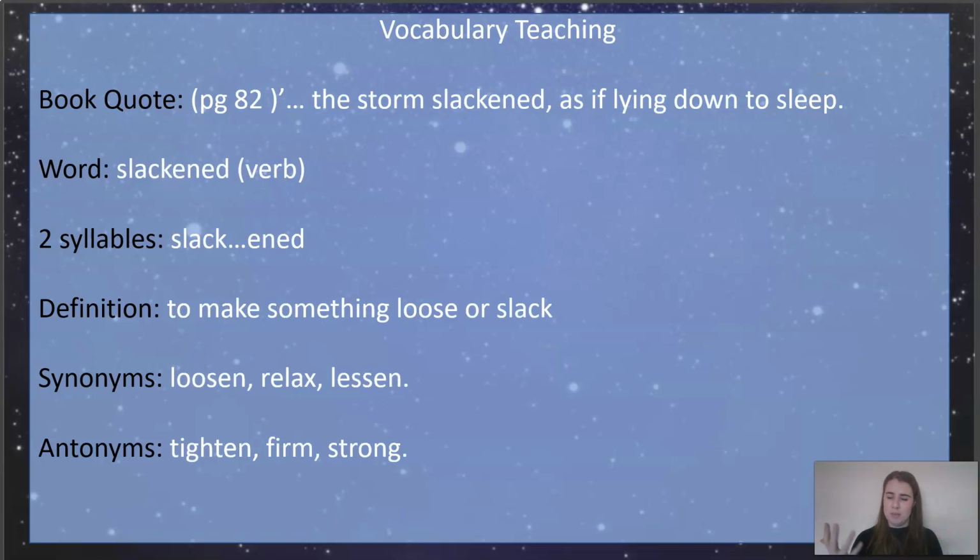Now, it's really hard to find a picture for this word because it's a very difficult word to try and explain. Now, page 82, the quote is, the storm slackened as if lying down to sleep. Now, that last part of the sentence almost helps give away the definition of what it means. So we're going to look at the word slackened, which is a verb. It's two syllables, slackened, and obviously it's past tense because we've got the ed suffix on the end. Now, when we say that something slackens, or if you say, can you slacken this for me, which you wouldn't really use the word in that particular context, but it means to loosen something.